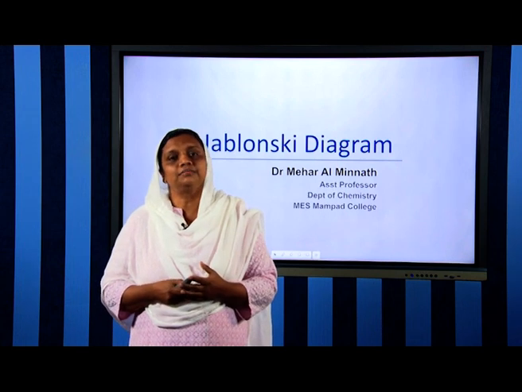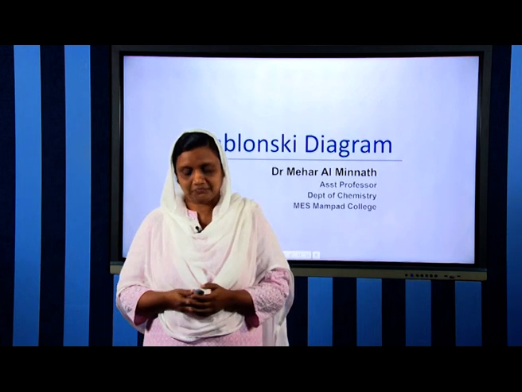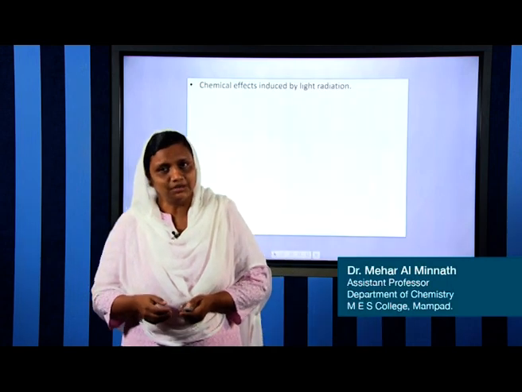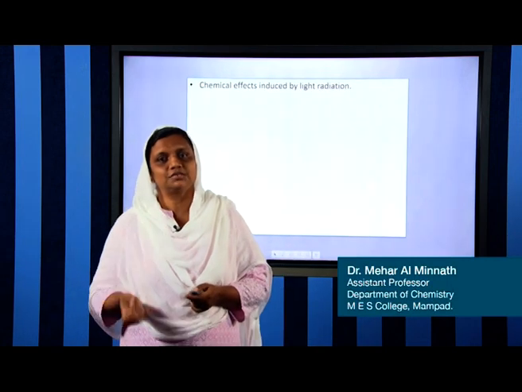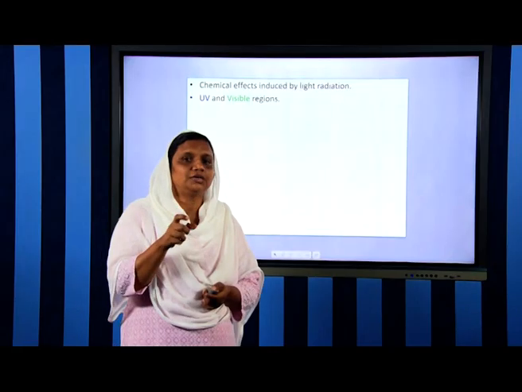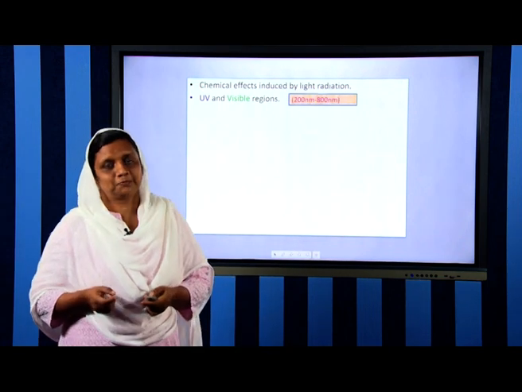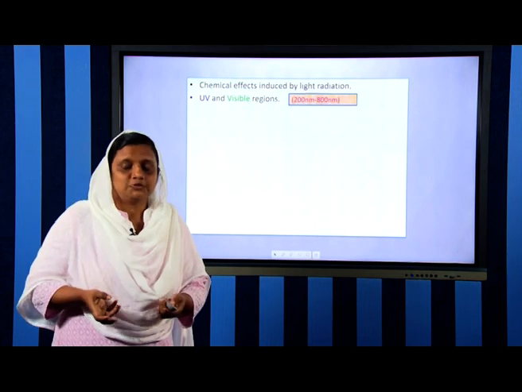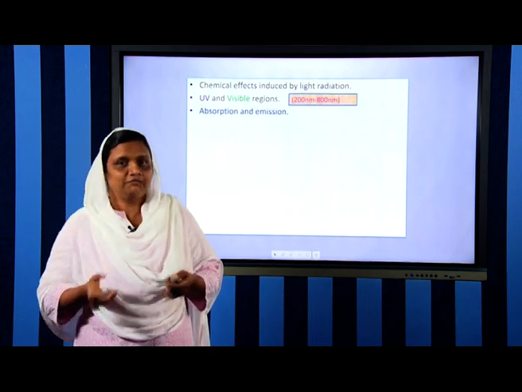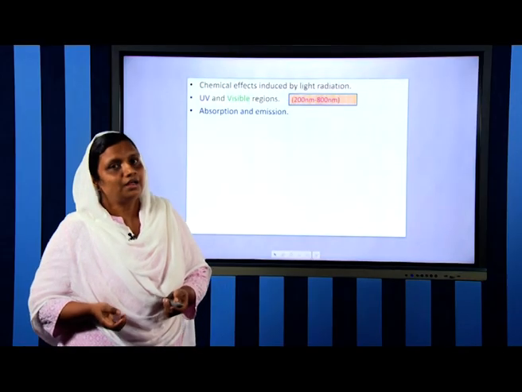Now, the Jablonski diagram is a representation of electronic excitation. What are all these? We shall see. We have the photochemical reaction, which is concerned with the chemical effects induced by light radiation, particularly UV-visible light, which falls in the wavelength range of 200 to 800 nanometer. So, both light absorption and light emission happen. We will be studying both these phenomena when we discuss photochemistry, both emission and absorption of light.